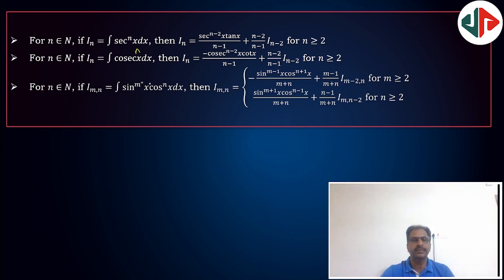Next, integral sin power m x into cos power n x. There are two results. First one is minus sin power m minus 1 x cos power n plus 1 x by m plus n plus m minus 1 by m plus n I m minus 2 comma n. Second result is sin power m plus 1 x cos power n minus 1 x by m plus n plus n minus 1 by m plus n I m comma n minus 2.